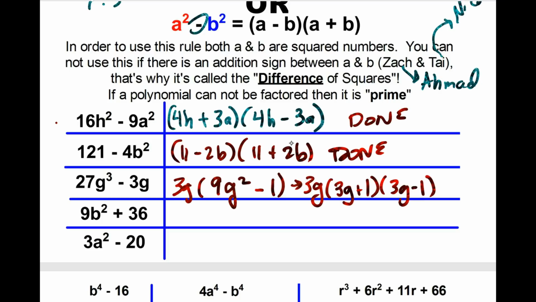Is this the difference, y'all? And we don't have to waste our time. Clearly, the variable has to be squared in order for it to be a difference of squares. D-O-N-E. Y'all like that, don't you? D-O-N-E.